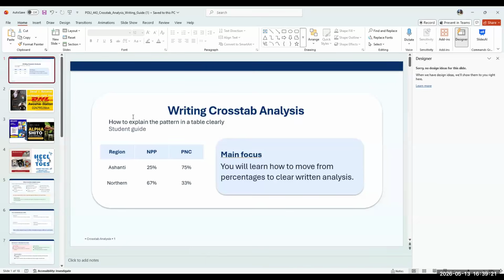We are about to look at writing crosstab analysis: how to explain the pattern in a table in words clearly. And this is the student guide I did for that particular one. I'm assuming that we've solved one where we have our percentages already available. The main goal today is that I want you to learn how to move from percentages to clear written analysis.